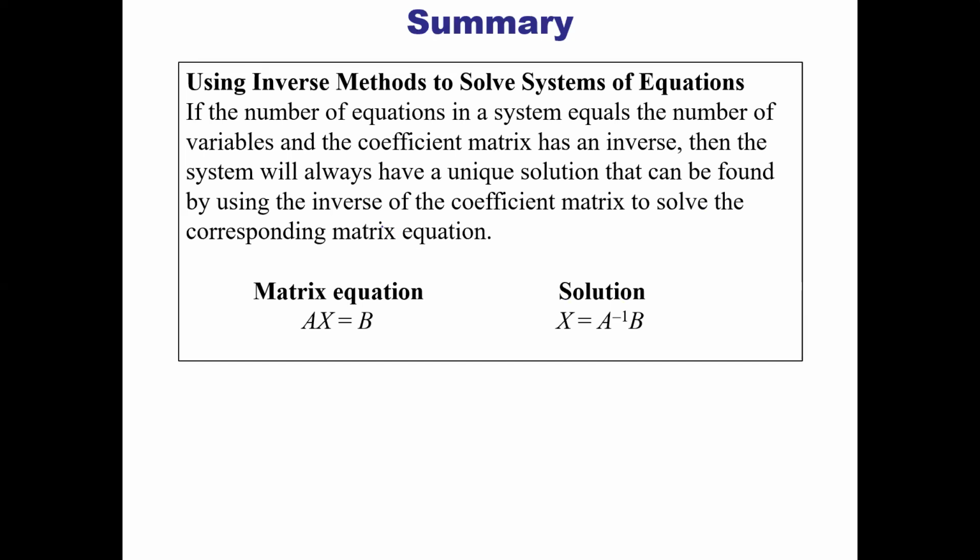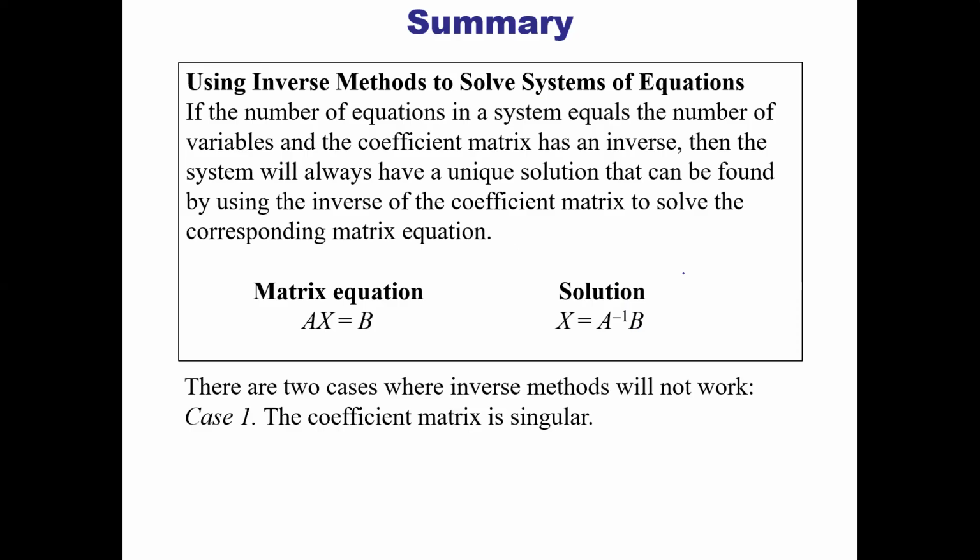All right, so in summary, using inverse methods to solve systems of equations. If the number of equations in a system equals the number of variables and the coefficient matrix has an inverse, again, it has to have an inverse or this isn't going to work, then the system will always have a unique solution that can be found by using the inverse of the coefficient matrix to solve the corresponding matrix equation. So they give us AX equals B, we solve for X, A inverse B, that's our solution.